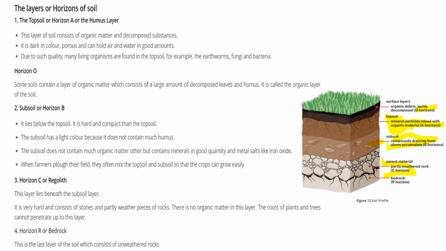And the next one is bedrock. That is our R horizon or bedrock. This is the last layer which consists of unweathered rocks. This will be the last layer. So these are the four layers of the soil.